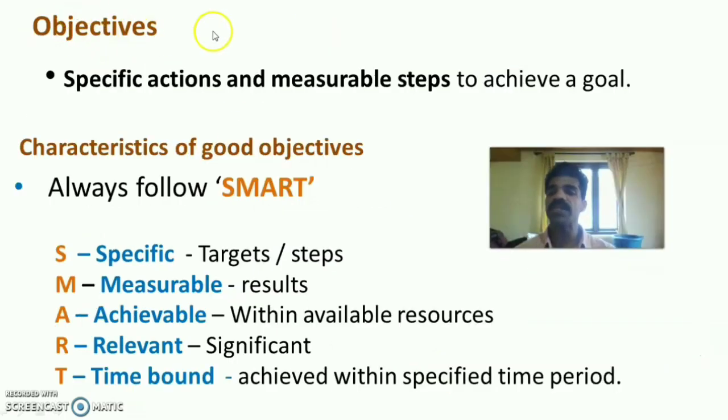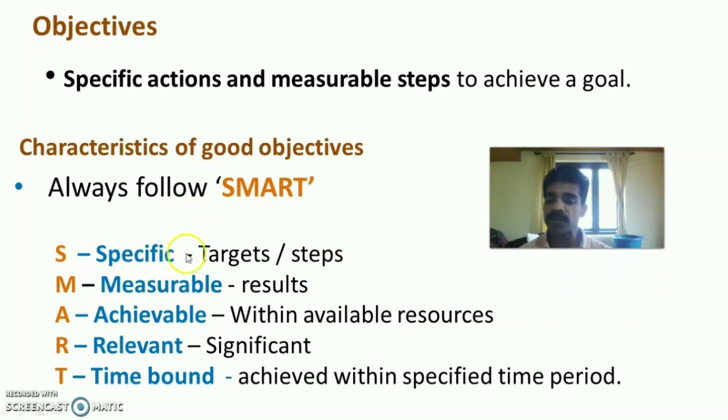Then about the objectives. After setting the goal, next is making objectives. Objectives are specific actions and measurable steps. So they are measurable steps to achieve a particular goal. The objectives are the specific actions and measurable steps to achieve the goal at the end. Characteristics of good objectives: always follow SMART.